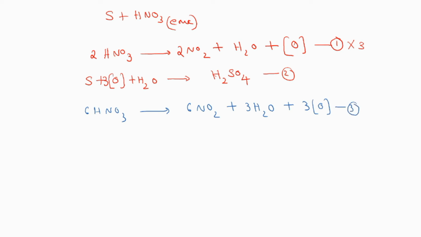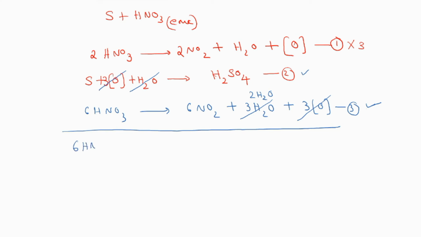Now we are going to add equation 2 and equation 3. So this 3 nascent oxygen we can cancel from both sides. Water also we are cancelling and this will become 2H2O. Now summarize the equation and write 6HNO3. We are adding sulfur, so what will be the expected product? You will be getting H2SO4, along with that 6NO2, and 2H2O will also be produced. Got it? When concentrated nitric acid is involved, you will be getting NO2 and H2O as the main products of the reaction.